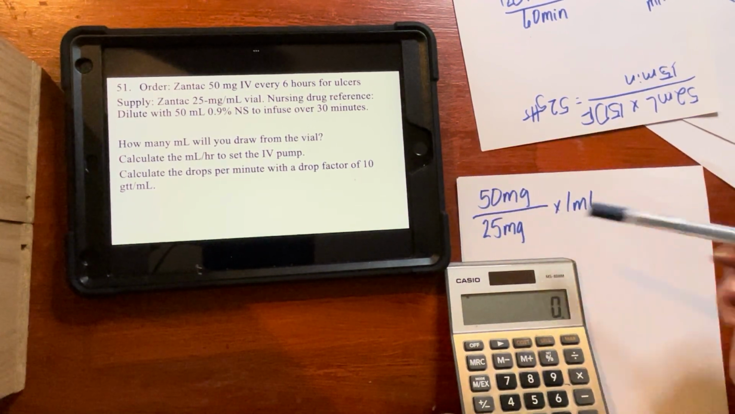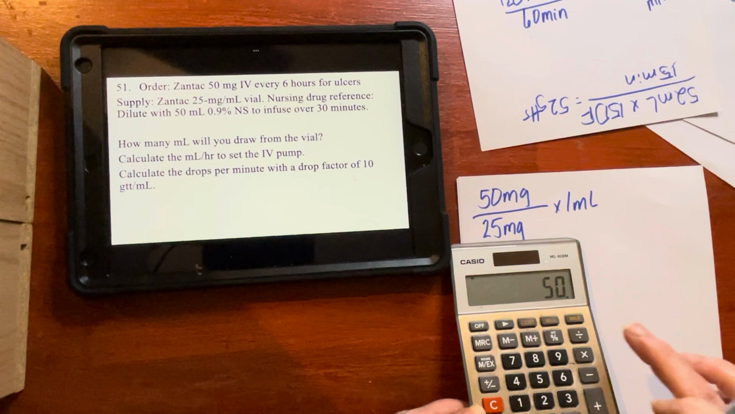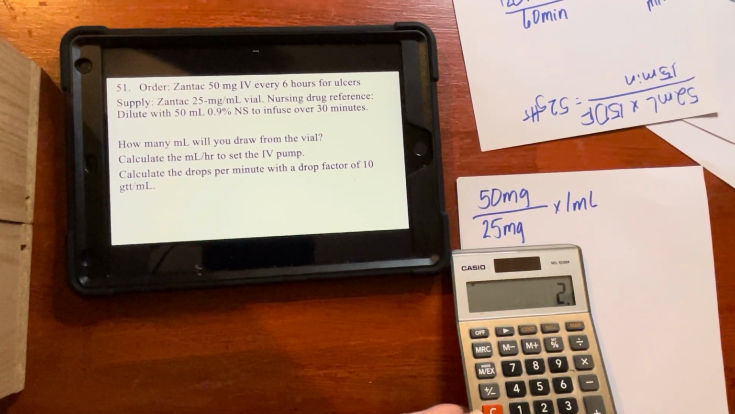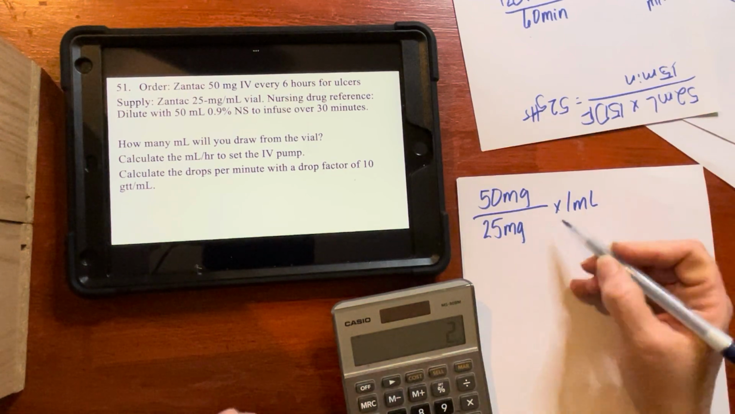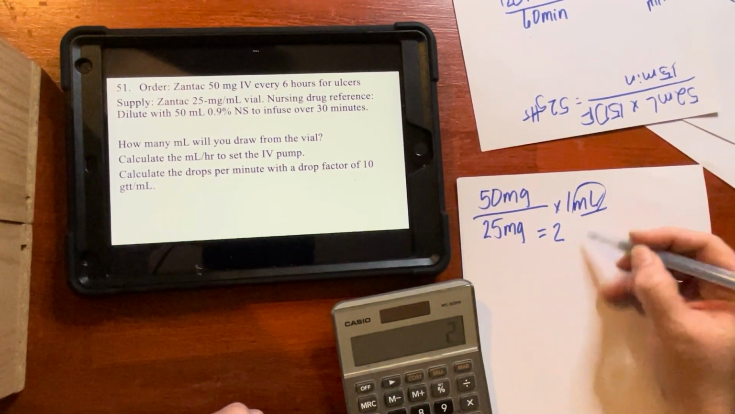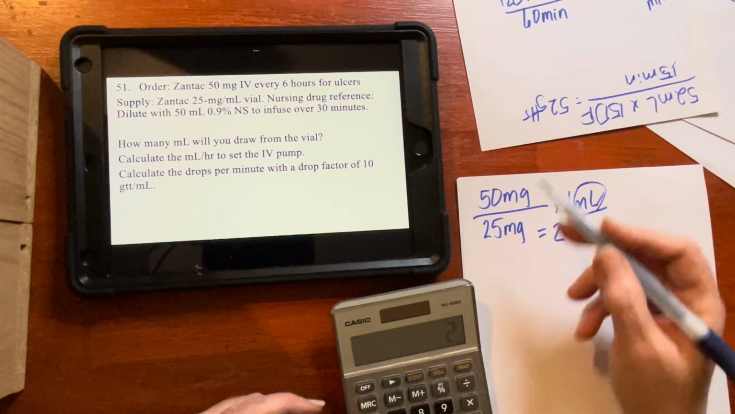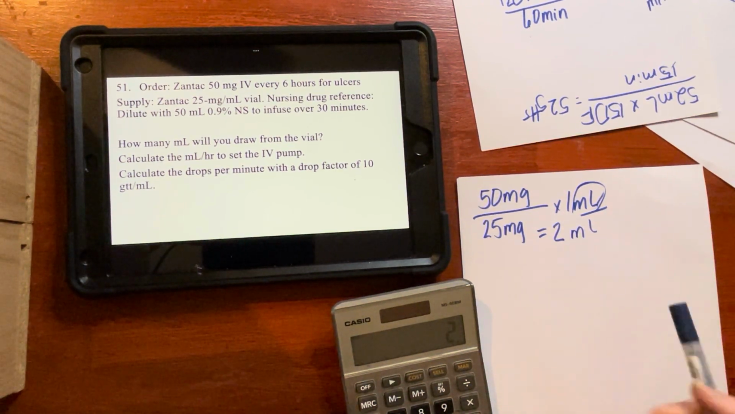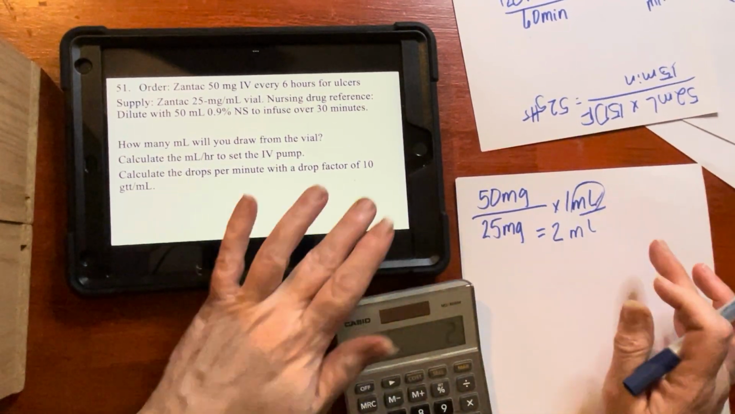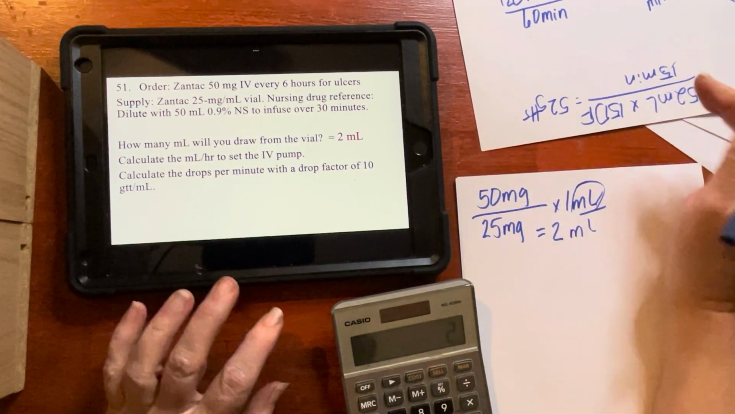That divided by that times that. 50 divided by 25 equals, times 1 equals. We got to draw two what? Whatever you tagged on right there. 2 milliliters. That's why you put their last name too, besides Ethel. So how many milliliters will you draw from that vial? 2. Sure enough will.